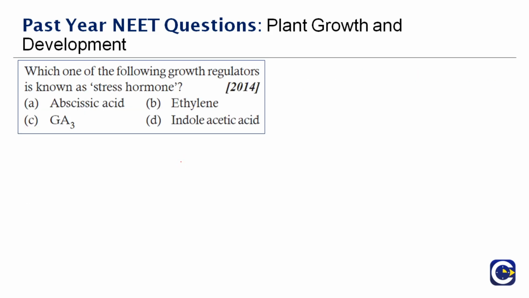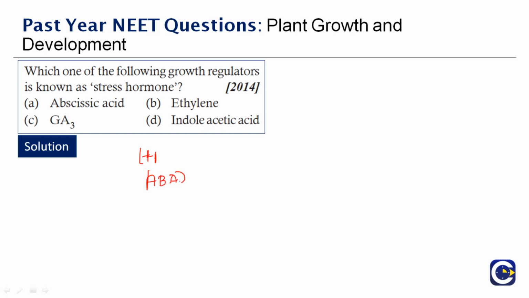Okay. Next question here. Which one of the following growth regulators is known as stress hormone? Very easy question for you to answer. Out of the 4 options, the correct answer is abscisic acid, which is always abbreviated as ABA.